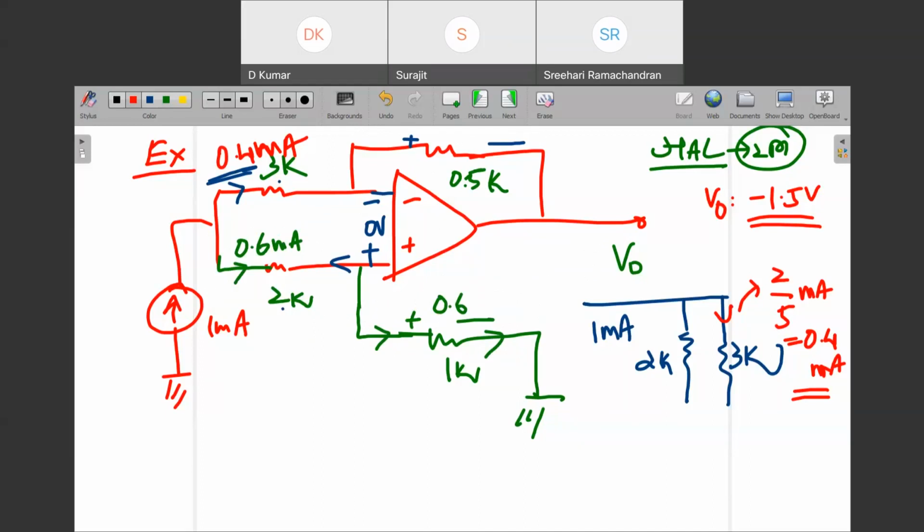So now you can apply one KVL like this. So the answer will be minus V naught. The potential drop across this is how much? That is minus 0.2, okay? Potential across is 0.2. Let me check the values which I have written here, whether they are correct or not. Wait, one minute.